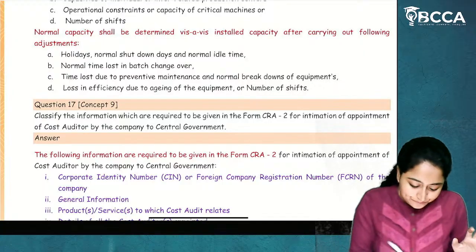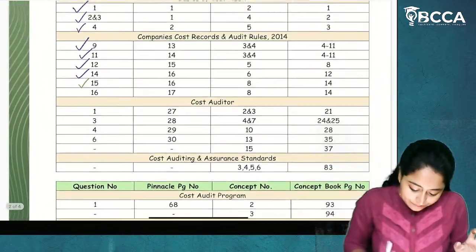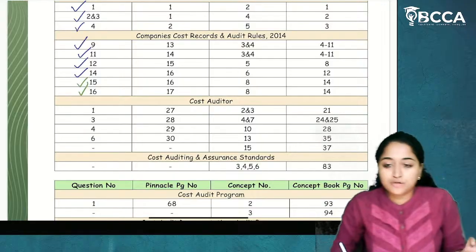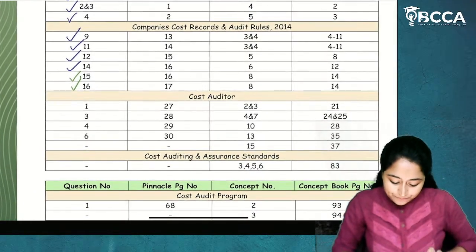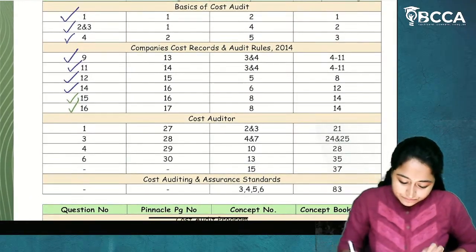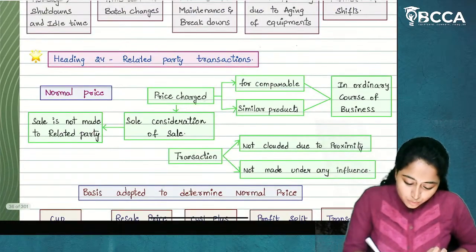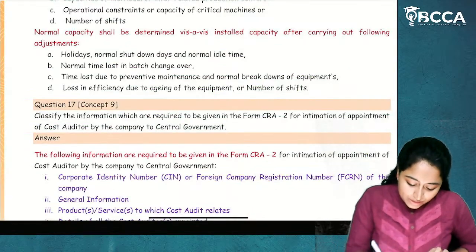I hope it's clear. Any doubts so far? So question number 16 is also completed. Is it clear so far? Any doubts? Whatever we have discussed so far. Any doubts?